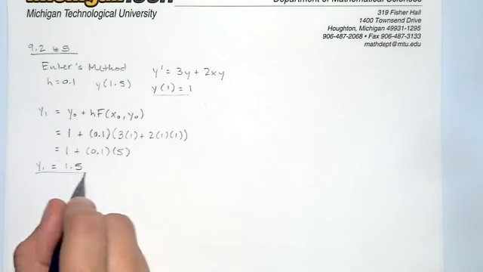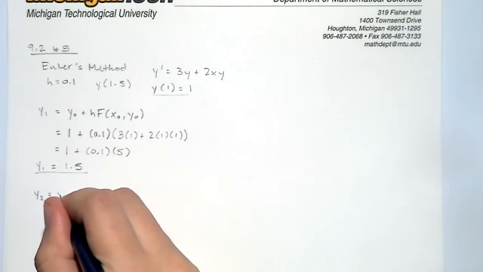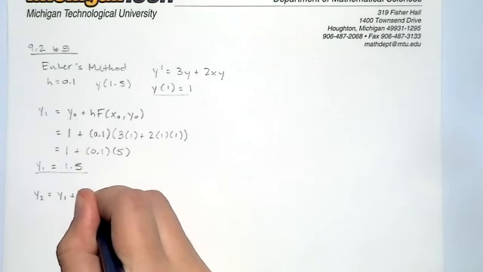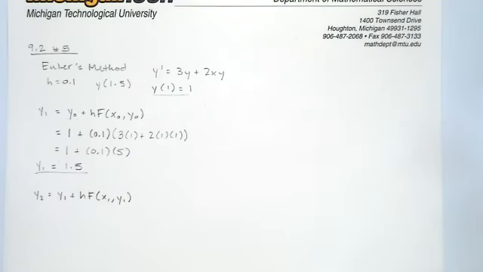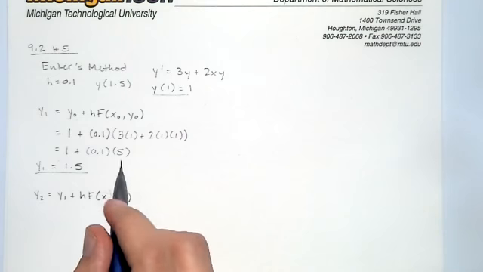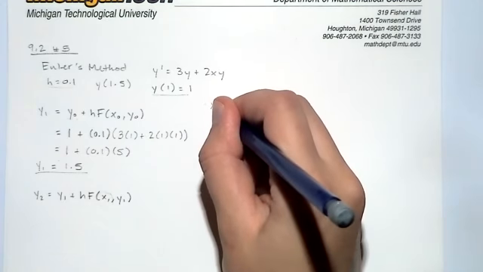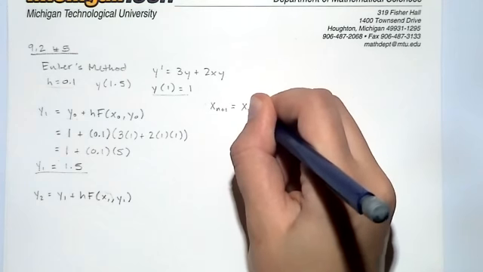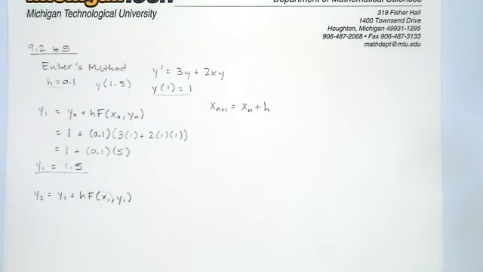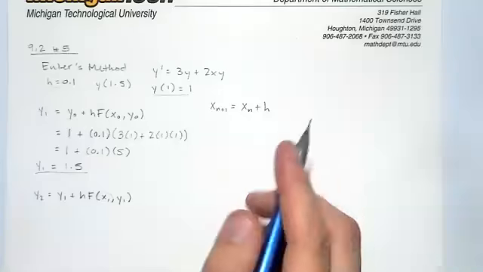So then we can use this in our next equation. y2 is going to be equal to y1 plus h times f of x1, y1. And our x's are always going to be predetermined by our step size. So we can use this handy dandy equation to remember: x sub n plus 1 is going to be x sub n plus h. So every x value that we use is just going to be increased every iteration by our step size.